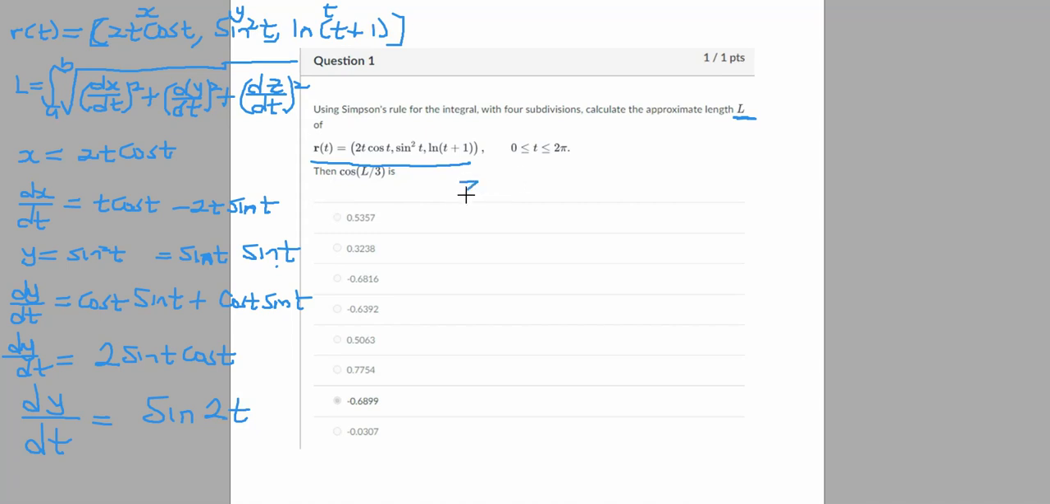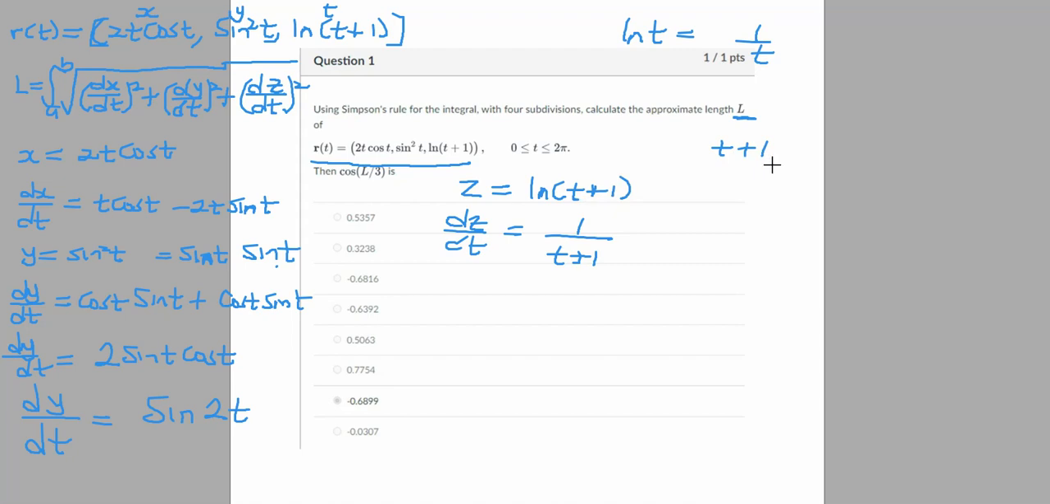Our z is equals to ln t plus 1. That means our dz/dt will be equals to, the differential of a ln is 1 over the argument. So differentiating ln t is 1 over t, so this will be 1 over t plus 1. Then we need to differentiate what is inside. The differential of t plus 1 is 1. So you multiply it with 1. So that means your dz/dt is equals to 1 over 1 plus t.